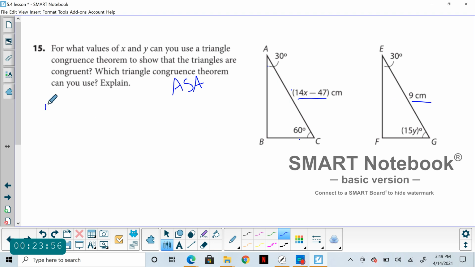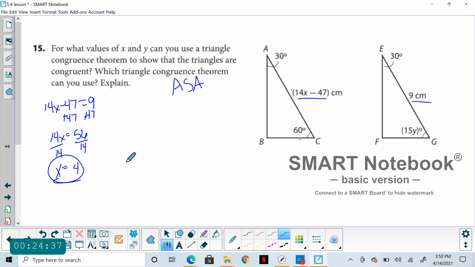So 14x minus 47 equals 9. Add 47 to both sides. And we have 14x equal to 56. Divide by 14. And x is equal to, what is that going to be? X is equal to 4.